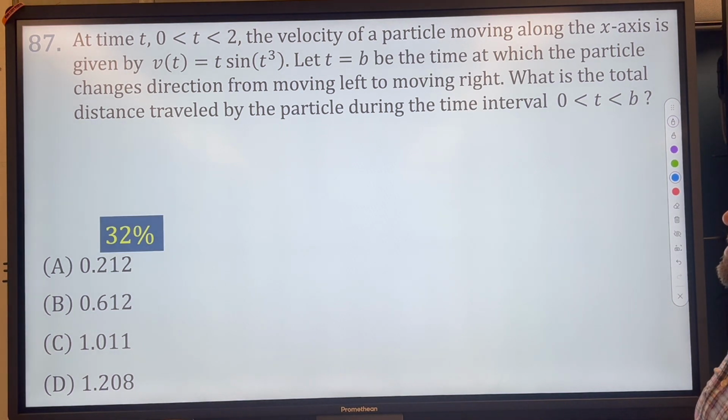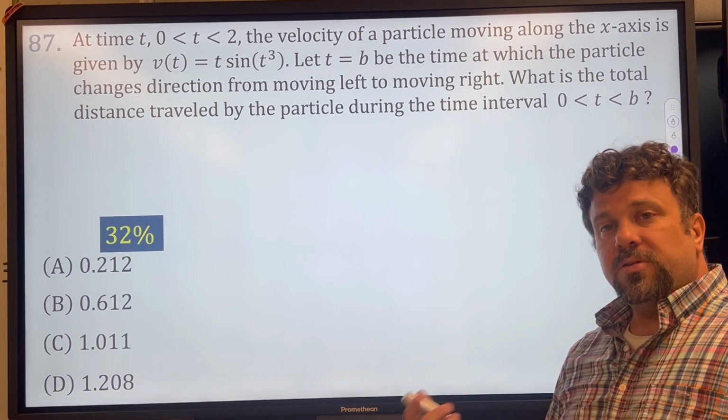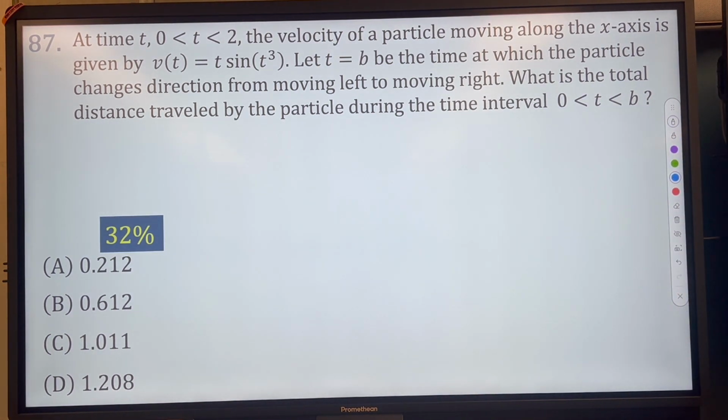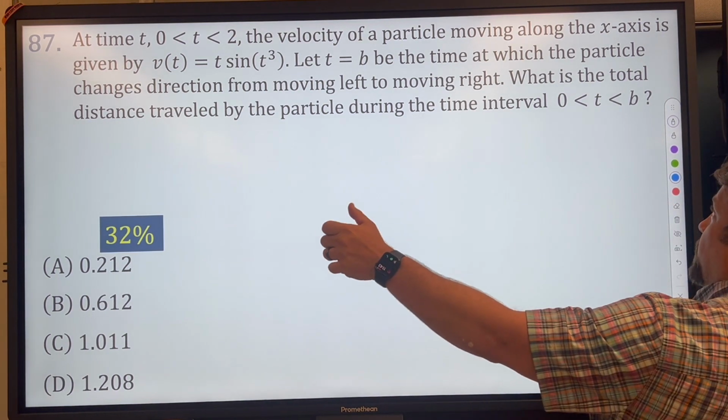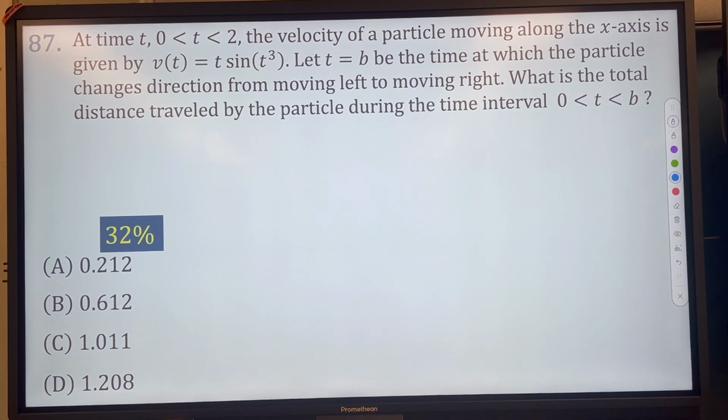87. For time t, 0 ≤ t ≤ 2, the velocity of a particle moving along the x-axis is given by v(t) = t sin(t³). Let t = b be the time at which the particle changes direction from moving left to right. What is the total distance traveled by the particle during the time interval from 0 to t = b?